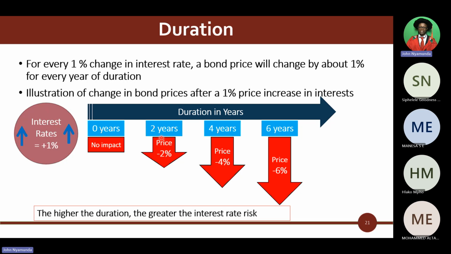So we therefore say, dot dot dot, therefore, the higher the duration, the greater the interest rate risk. The longer the bond is to maturity, the higher the risk that the price fall is very high. As you can see, a bond which matures in 6 years has a big fall in price, yet interest rates have only changed by 1%. So that's the risk we're talking about. That's the duration we're talking about.